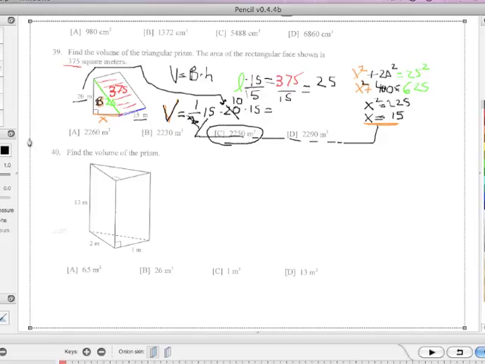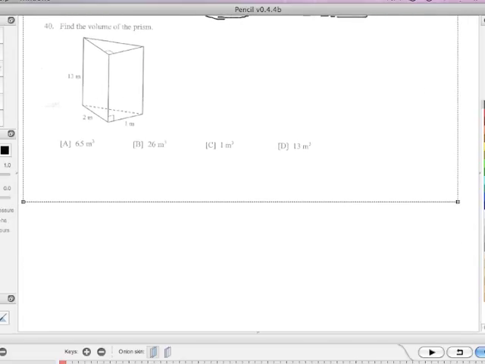Find the volume of the prism. Alright, so for this one, we can find the area of the base. It's 1/2 times the base of the triangle, which is 1 meter, times the height, 2. So there's our big B, and then times the height, which is 13. So 1/2 times 1 times 2 times 13 is 13 cubic meters.